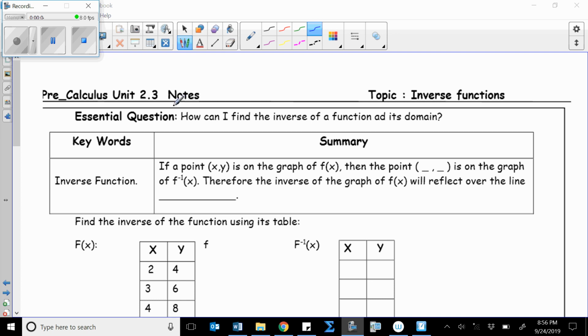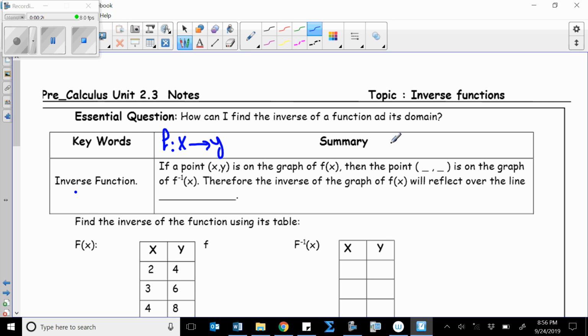Hi everyone, today we're going to learn about inverse function. We will learn how to find inverse of a function. First of all, let's see what is an inverse function. We know that if we have f of x, this f maps x to y.